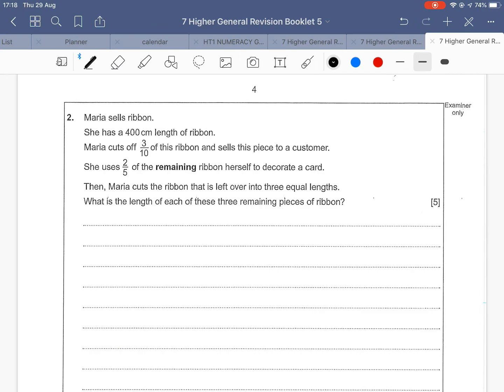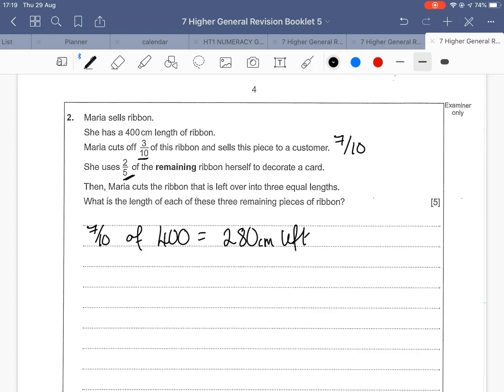So if she cuts off 3/10, that means she's got 7/10 left over. So if we first calculate 7/10 of 400, we can then see how much she has left to give to herself and such. So 400 divided by 10, times by 7, so 280 centimeters left.